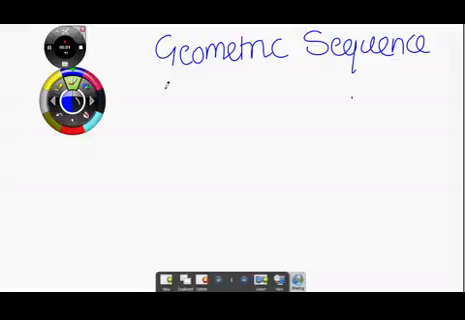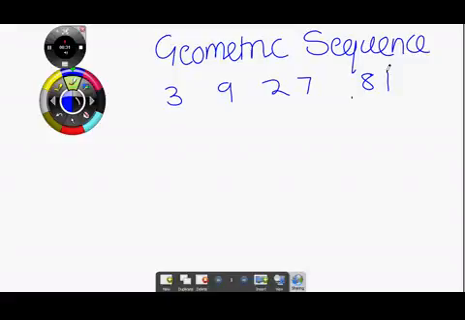About the geometric sequence. And remember last time we talked about the arithmetic sequence, so now we are going to talk about the geometric sequence. Now the geometric sequence is a pattern, and in this pattern we don't have a common difference.